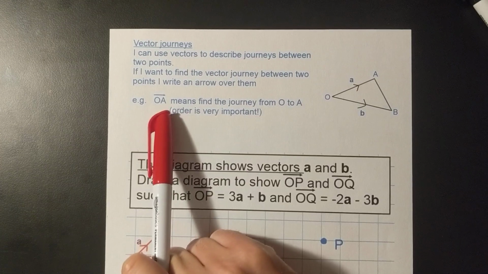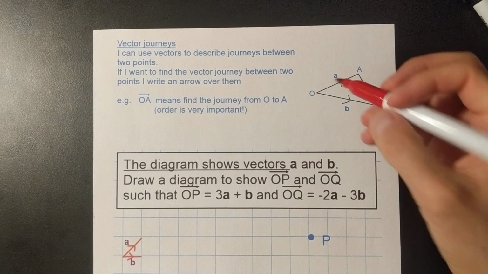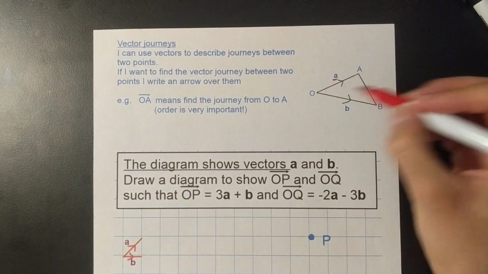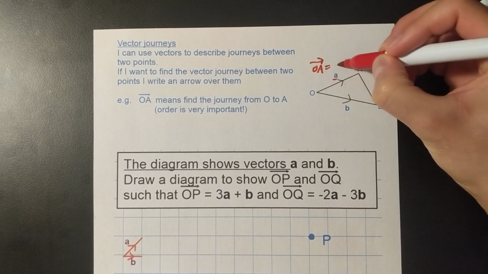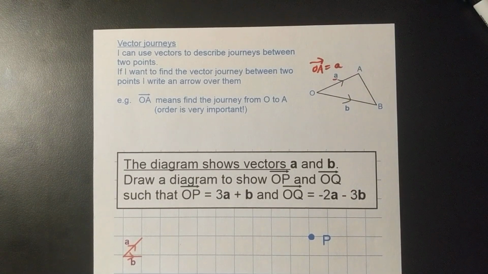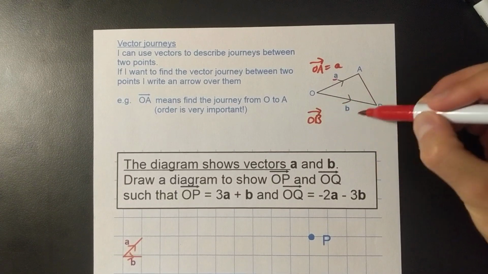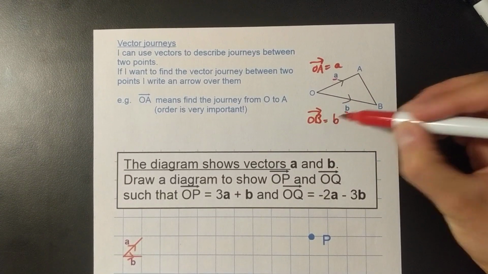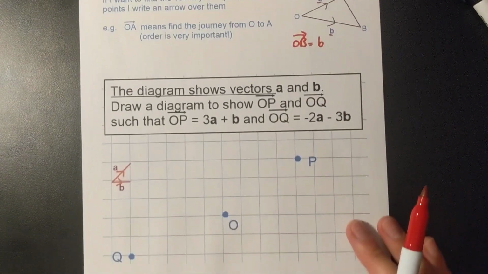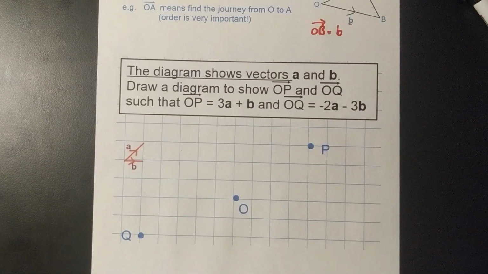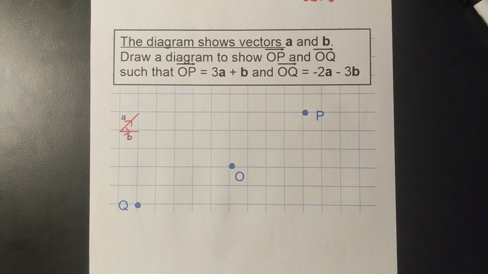Obviously order is very important because vectors have a magnitude and a direction. So here my vector a is O to A. So the vector O to A is represented by a. Here I've got b, which is going in a direction from O to B. O to B is represented by this vector b. So here I've got three different points on my 2D plane, on my sheet of paper.